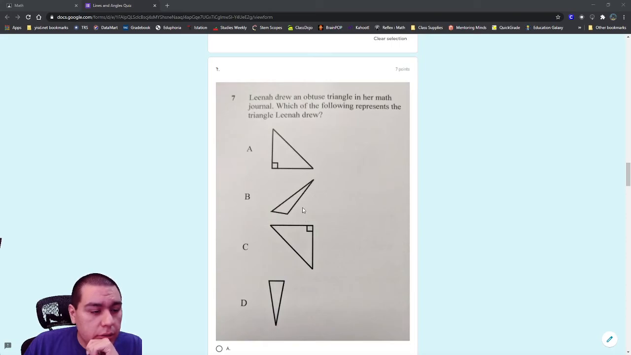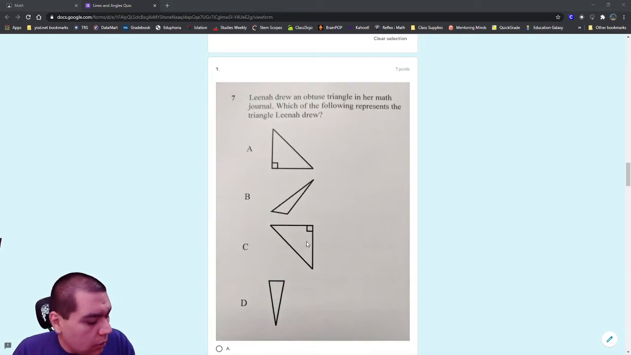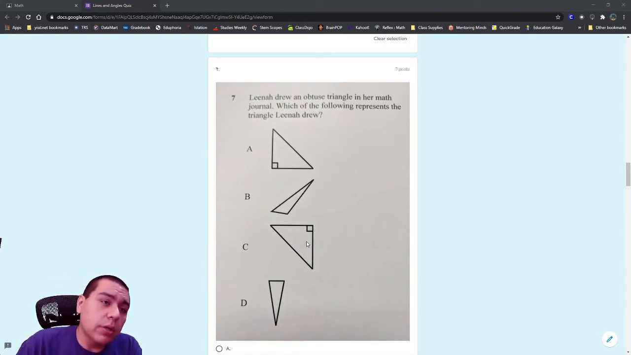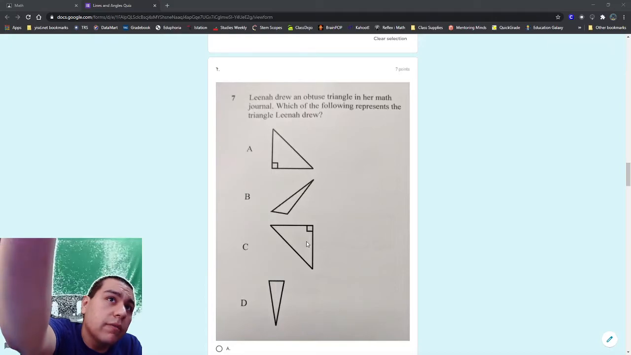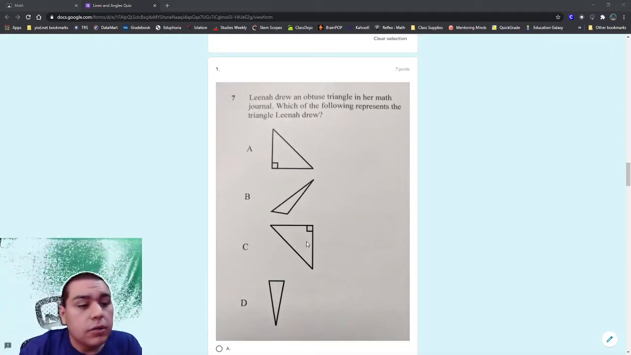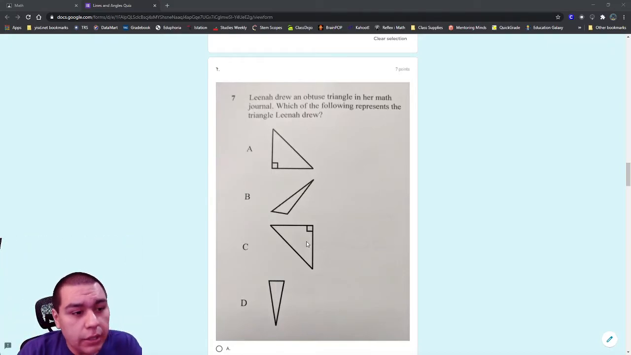If I look at my triangles that they give me here, again, I see that two of them already give me a big hint because two of my triangles have that square in the corner. If I check with my sticky note and I double check those squares, I match up my corners, my vertexes. Triangle A has a right angle. That makes it a right triangle.